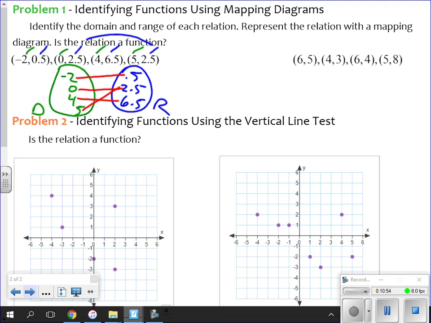Now I have one other question I need to answer. It's a yes or no question. Is this relation a function? Yes or no? I haven't talked about what makes it a function yet. Here is the complicated answer. I know, you got to start out with the complicated one first. For it to be a function, each x has to have just one y to go with it.